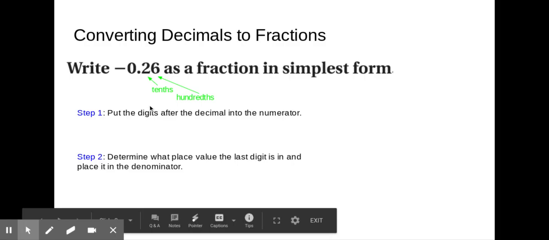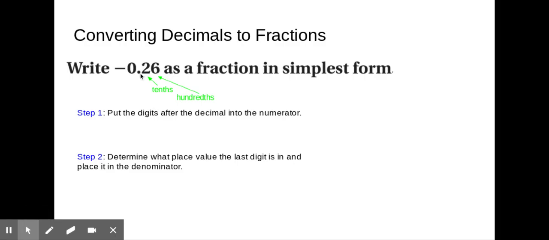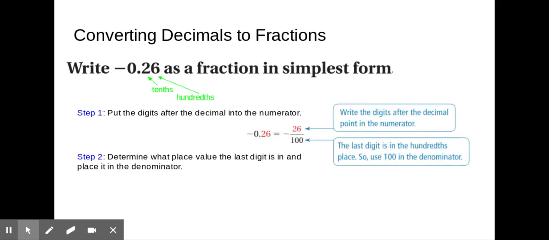denominator. So I go over and I say, okay, the 2 is in the tenths, the 6 is in the hundredths, the 6 is my last digit, so I know 100 is going to go on the bottom. So it should look like this. I have negative 26. I put my digits after the decimal as the numerator, and hundredths because I'm in the hundredths place.